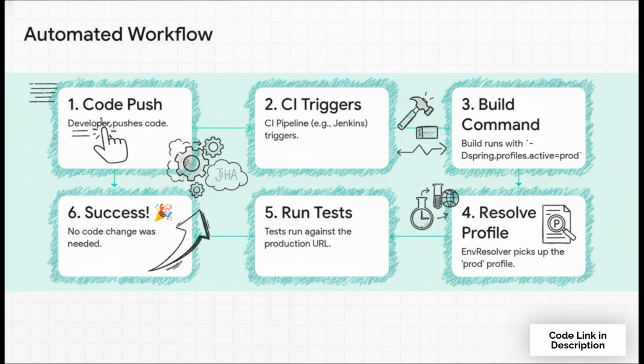The build command runs, but with one tiny extra argument, -Dspring.profiles.active=prod. Our EnvResolver immediately sees this, tells Spring to use the prod profile, and the tests automatically run against the production URL defined in an application-prod.properties file. And the best part? The developer changed nothing. Zero code changes. It's seamless.